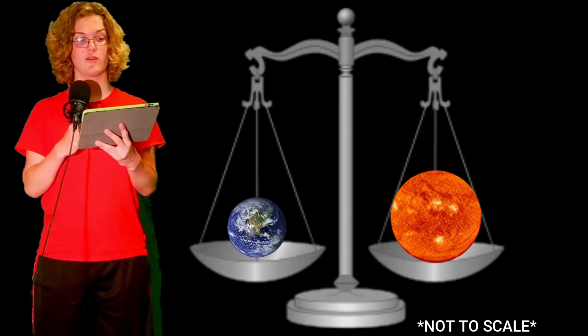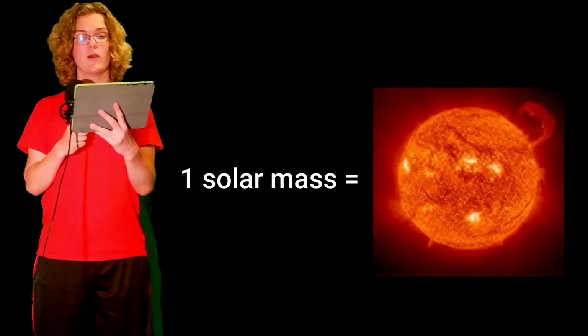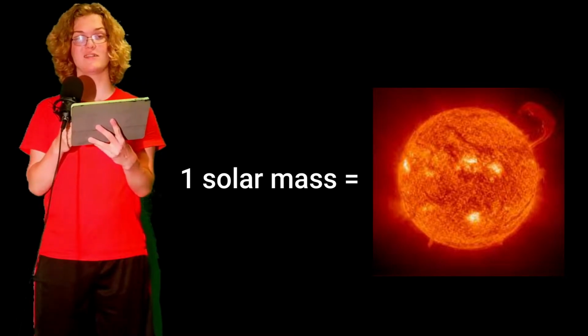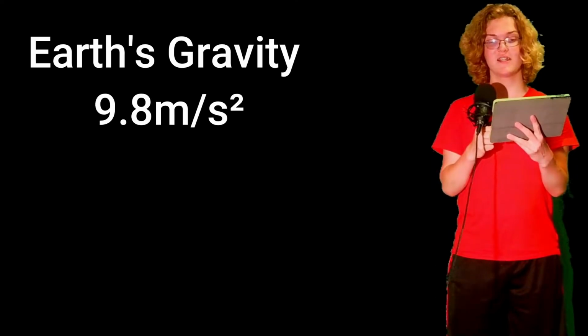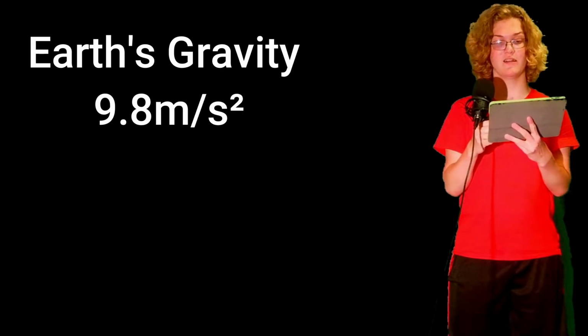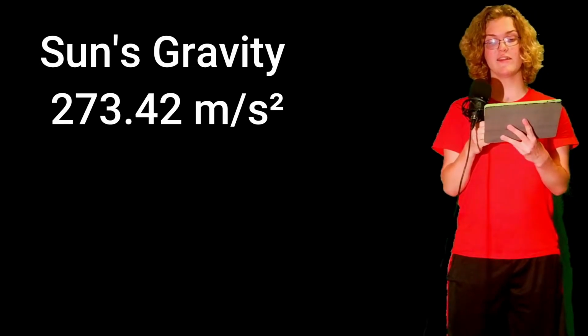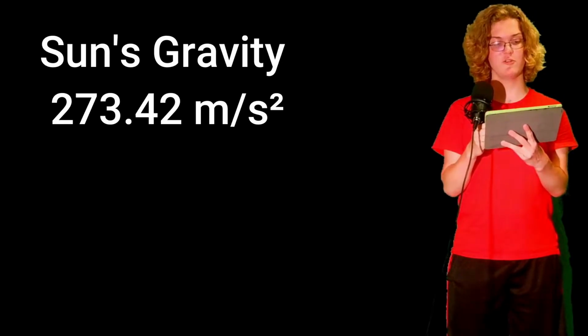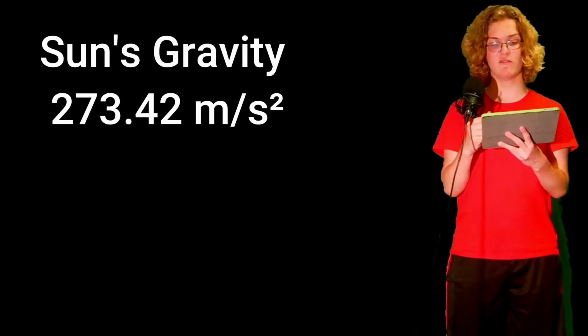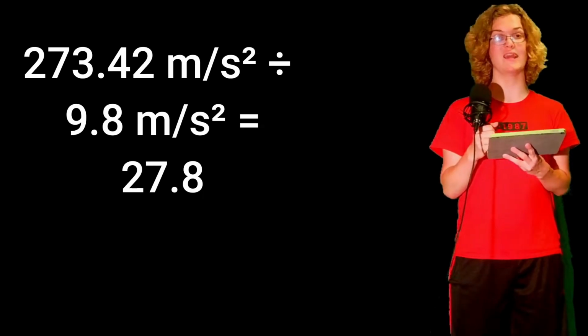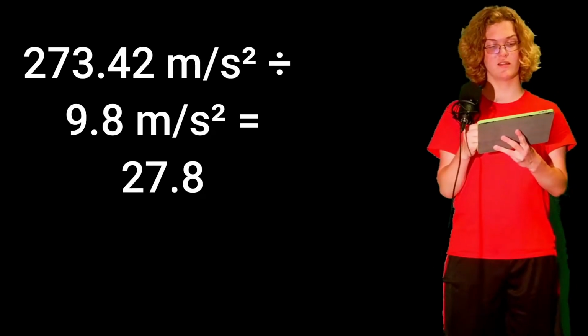First off, we're going to compare the sun's gravity to the Earth's, because the sun's gravity is equivalent to one solar mass. The way we measure black holes is using solar masses. So to compare Earth with a black hole, we will have to scale it with the sun first. First, gravitational acceleration is 9.8 meters per second squared on Earth. And the sun has a gravitational acceleration of 273.42 meters per second squared. So the sun's gravity comes out to be around 27.8 times stronger than Earth's.